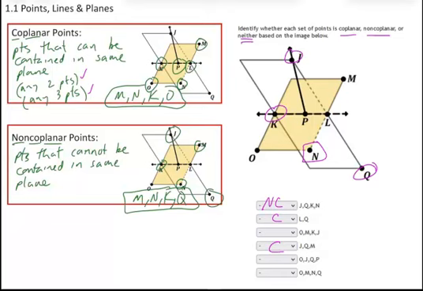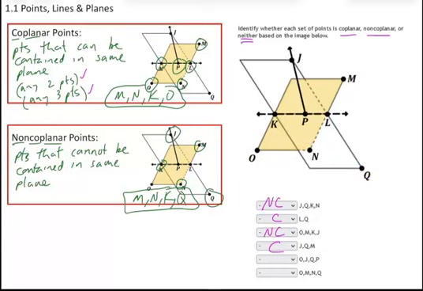Okay, O, M, K, and J. If I look at O, M, and K, those are all on the shaded plane. Is J on that same shaded plane? No. So that's a non-coplanar set of points. Again, all it takes is just the one to not be.